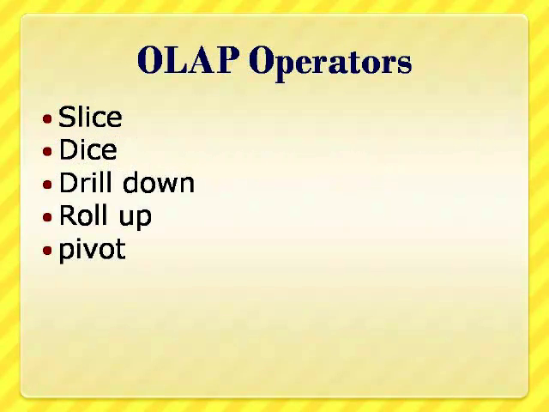OLAP operators are shown on the slide. They are slicing, dicing, drill down, roll up or drill up, and then pivot. These 5 operators will provide an easy access and flexibility for the decision maker to navigate the different kinds of aggregation by fixing hierarchy in each dimension. So these operators are very convenient set of operators for the end user.